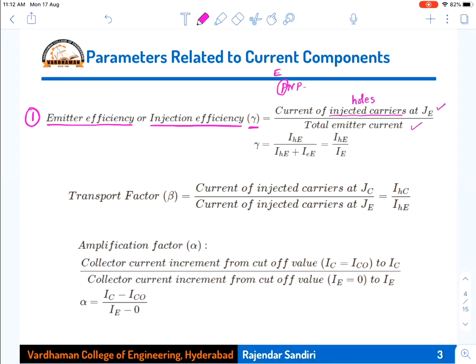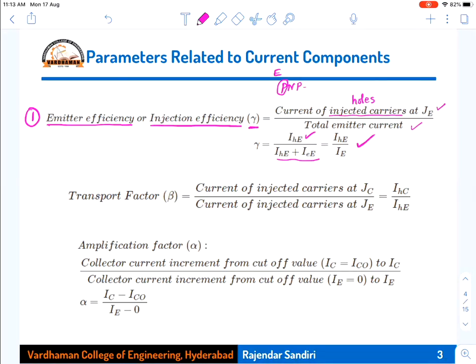Emitter is p-type, the majority carriers are holes. So holes are injected into the junction JE, divided by the total emitter current. Because holes are majority, electrons are minority. So the injected carriers are holes, but the total carriers present in the emitter region are holes plus electrons. Therefore, gamma is equal to the injected carrier current, which is the hole current IHE, divided by the total current, which is IHE plus IEE. Therefore, it can be written as IHE by IE.